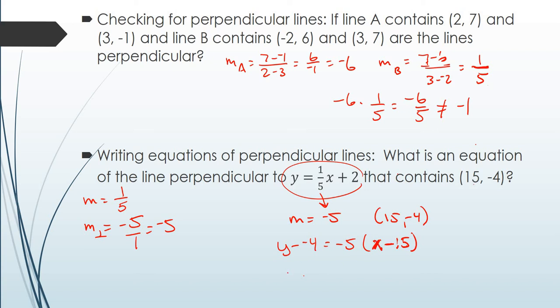Okay, and again, if I want to write this in a little nicer form, my pen is not working well for some reason. I can move that 4 to the other side. y equals -5 times x minus 15 minus 4. Okay? And I think that's it for today.